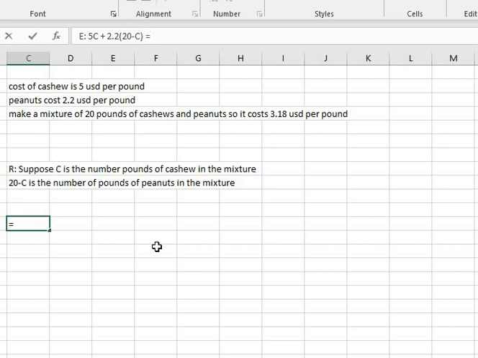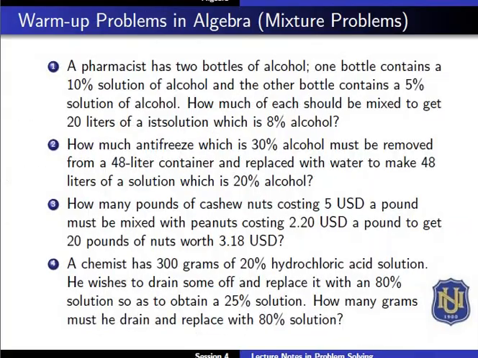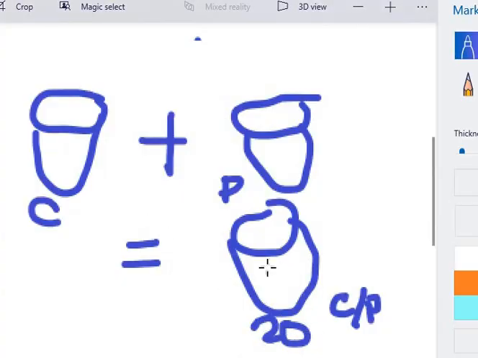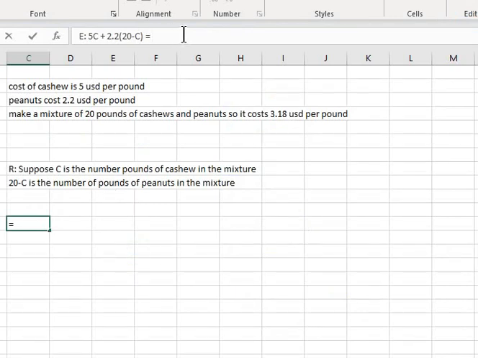And that is equal to the cost of 20 pounds of cashew peanuts, whose cost is 3.18 per pound. So that is equal to 3.18 times 20. All right, so we now solve this equation.